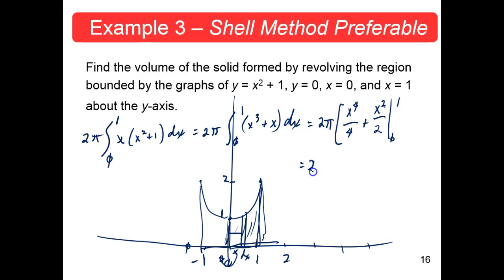That would be 2 pi times 1/4 plus 1/2, minus 0. I did that part. And this would be 2 pi times, that's 3/4, isn't it? And that would be 3 pi over 2. All right. Goodness gracious, 3 pi over 2.